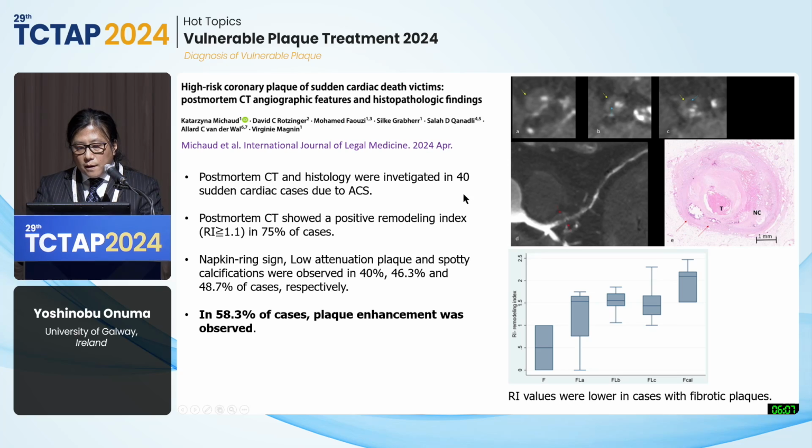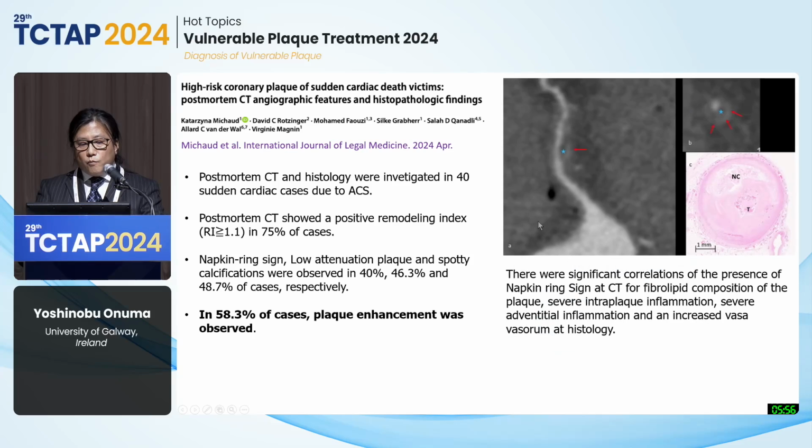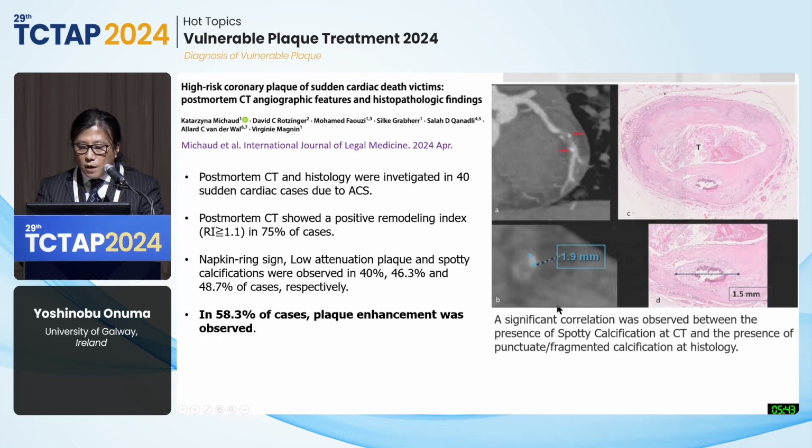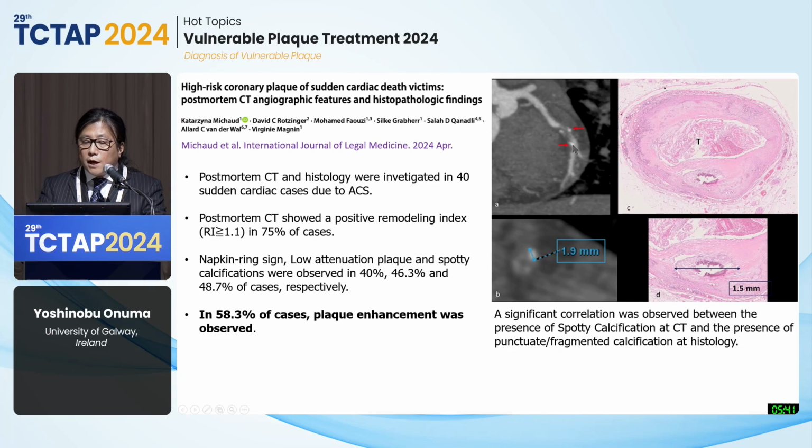So this is one of the recent publications in 40 sudden cardiac deaths due to acute coronary syndrome. In 75% of the cases, they saw positive remodeling, greater than 1.1 in the index. There was a significant correlation of the presence of the napkin-ring sign and intraplaque inflammation or severe adventitial inflammation and increased vasa vasorum. Also, there's a correlation between the spotty calcium and, on histology, the presence of punctate or fragmented calcification.